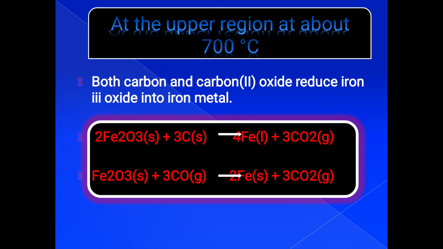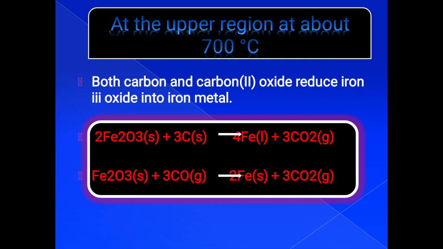And then at the upper region, both carbon and carbon 2 oxide reduce iron 3 oxide into iron metal. So note these 3 equations. At the bottom, coke burns in oxygen to give us carbon 4 oxide. That reaction is very exothermic, so it raises the temperatures to around 1600 degrees Celsius. Then at the middle, the carbon 4 oxide produced reacts with carbon to form carbon 2 oxide. This reaction is endothermic, and it lowers the temperature to around 1000 degrees Celsius.